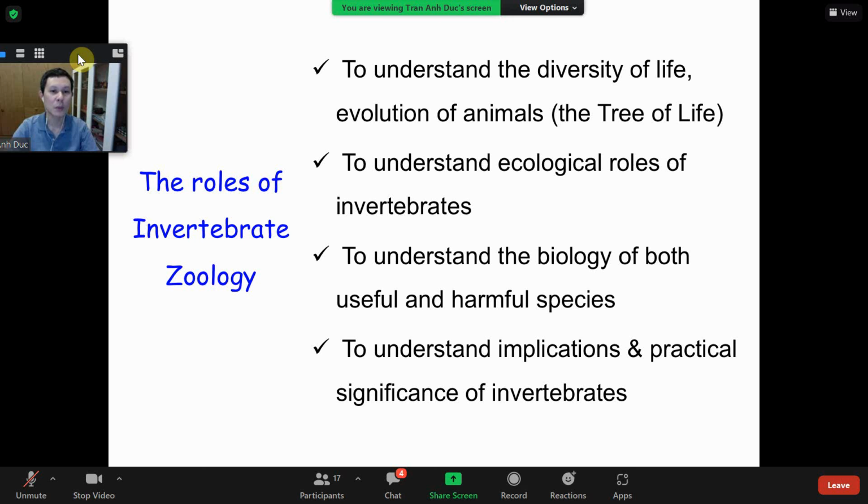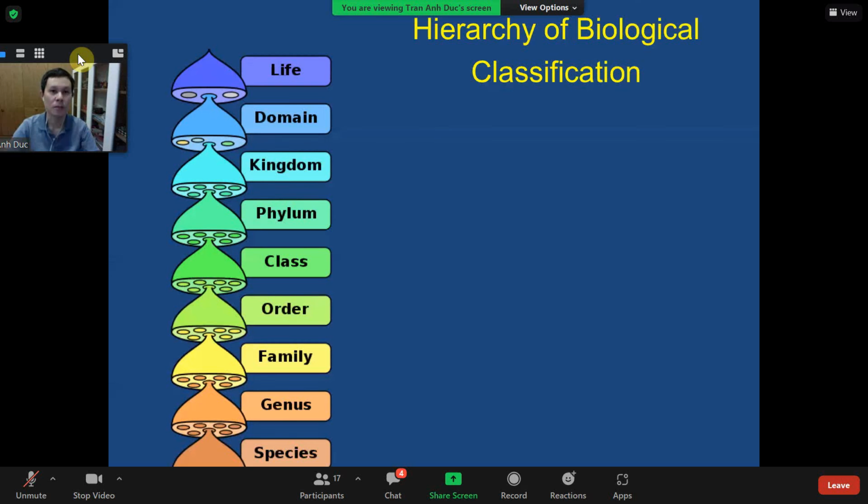But of course, this is a very big thing to do research on. For you, when you study, we only need to focus on certain things. As life is very diverse, we classify living things into different levels that we call the hierarchy of biological classification. It starts from a species, then we arrange based on the relationship of organisms, like species that are related to each other and group into genus, and genera that are related to each other and group into family.